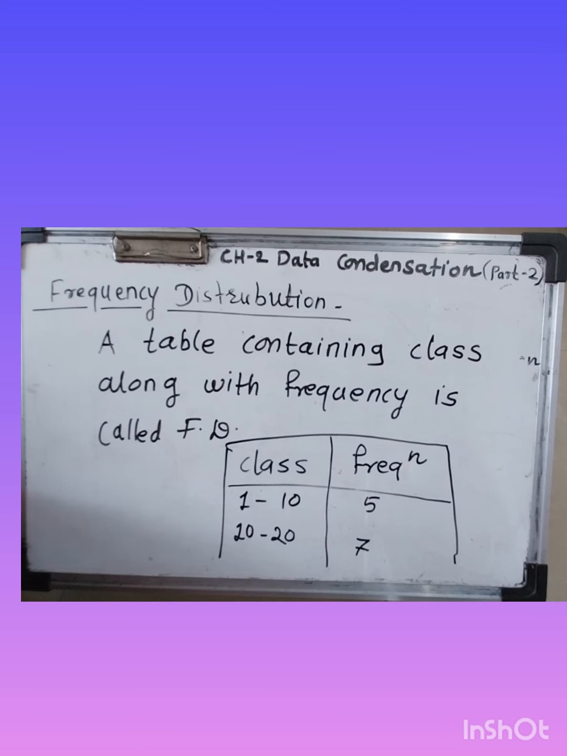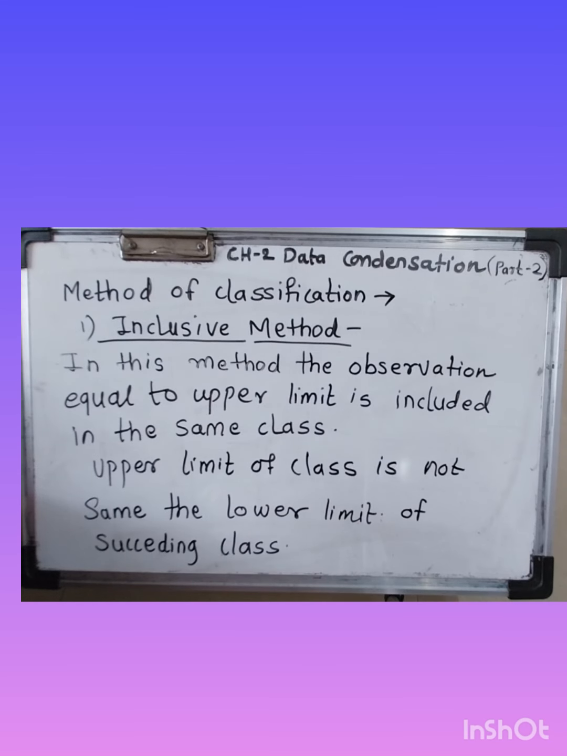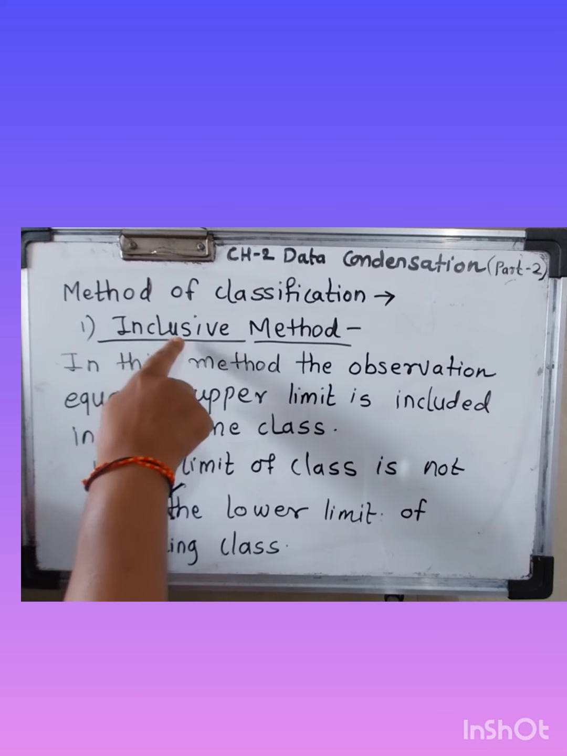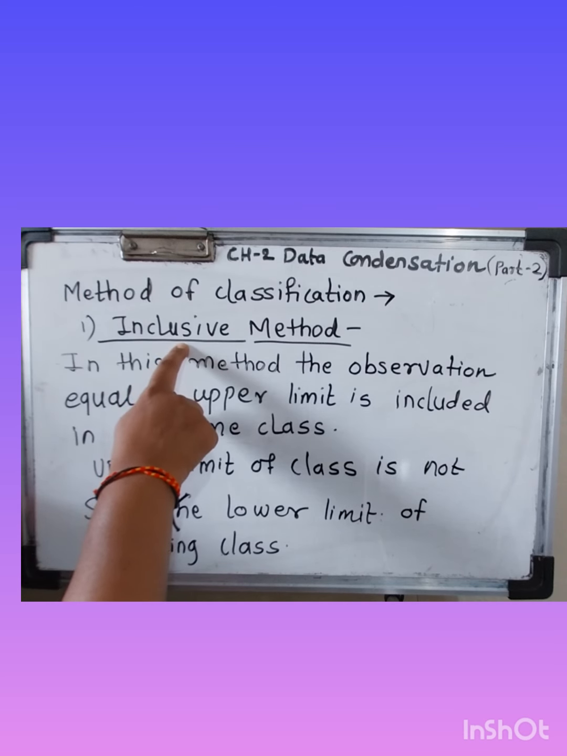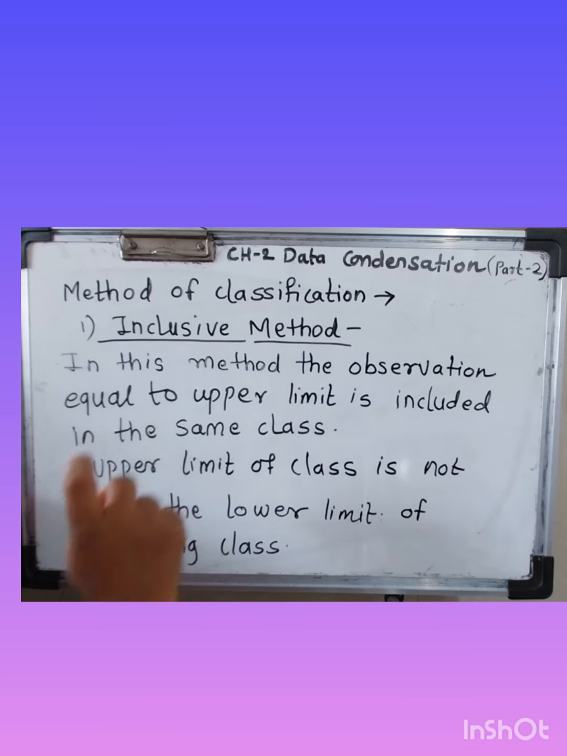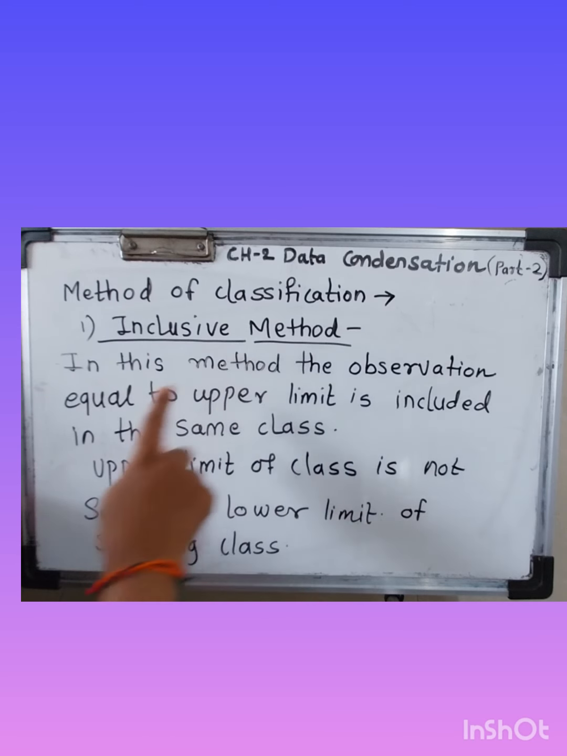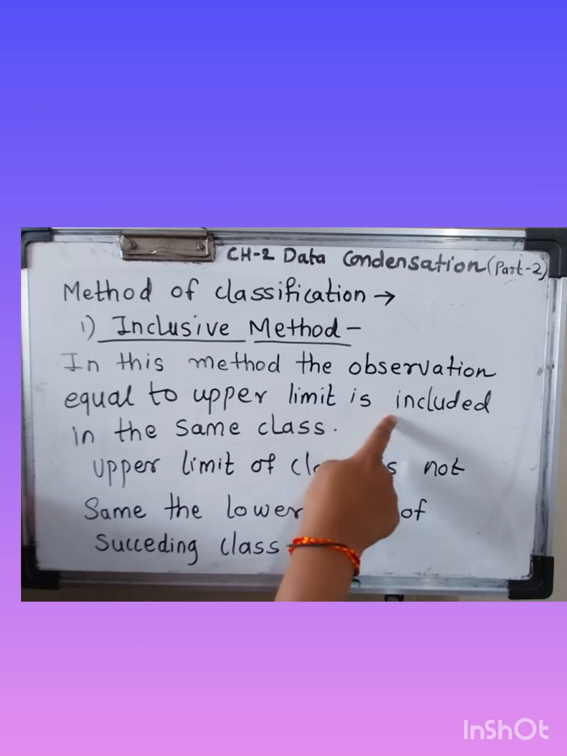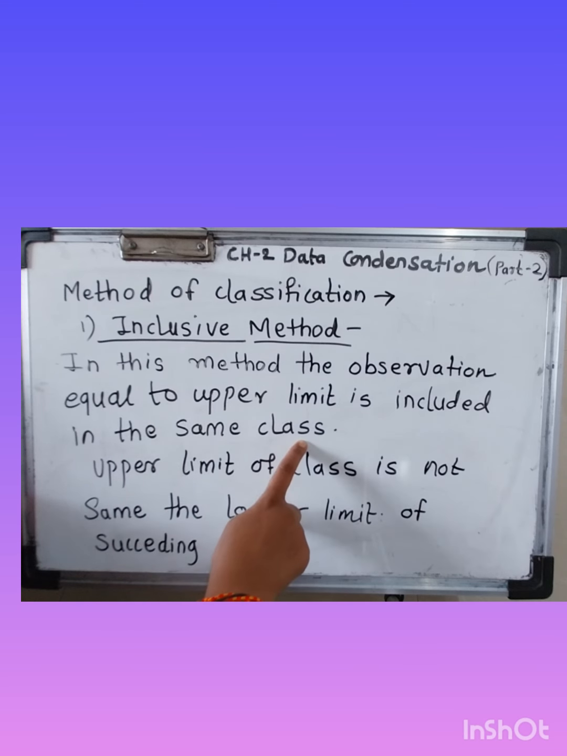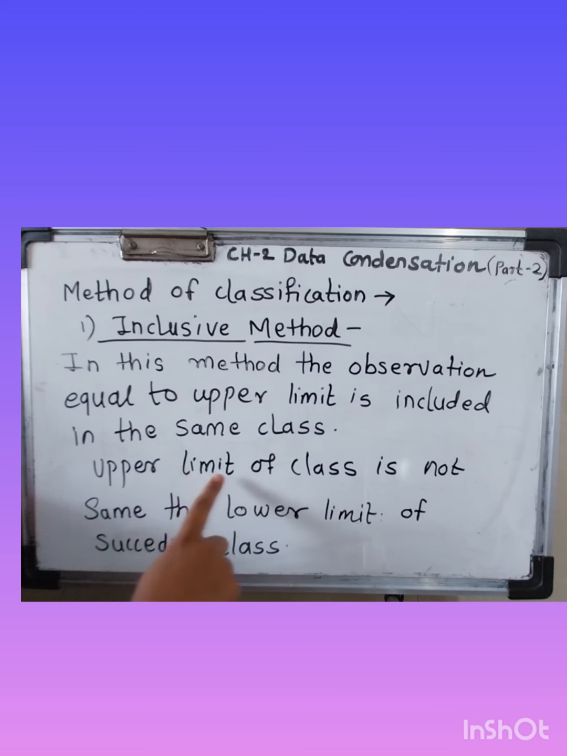Okay, next is the method of classification. In that, first is the inclusive method, second is the exclusive method. What is the meaning of inclusive method? Inclusive method means in this method the observation equal to the upper limit is included in the same class. Okay, means the upper limit of the class is not the same as the lower limit of the succeeding class.